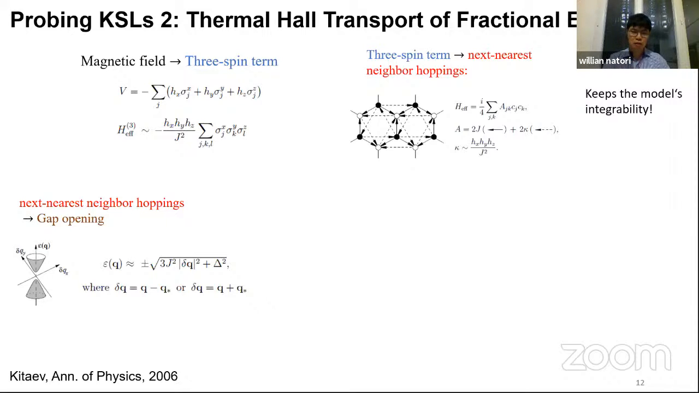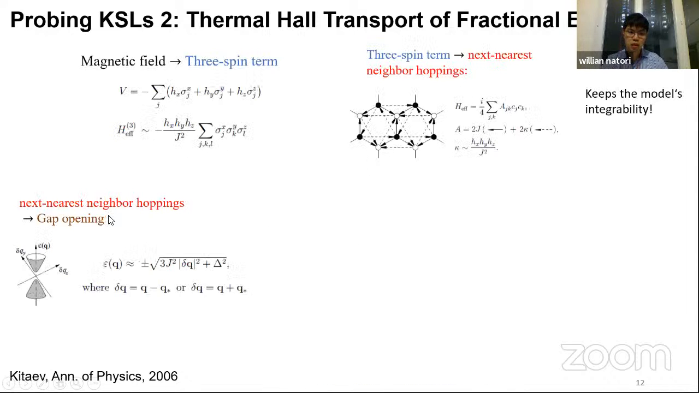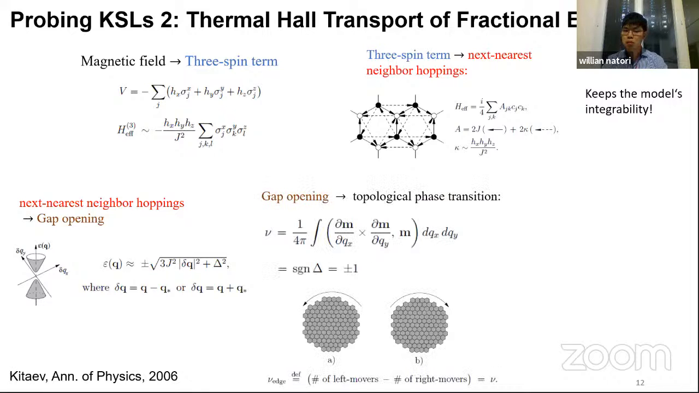Now, these next nearest neighbor hoppings also induce a gap opening if you apply them to the gapless phase of the Kitaev model. And this gap opening is a topological phase transition that's characterized by this integer number nu, which says if there are edge states and if these edge states are clockwise or anti-clockwise rotating.